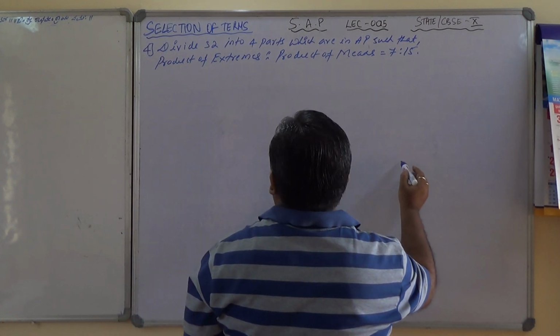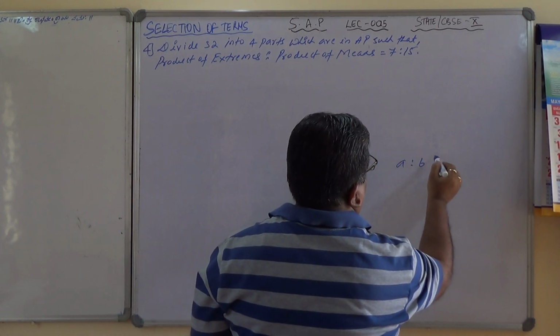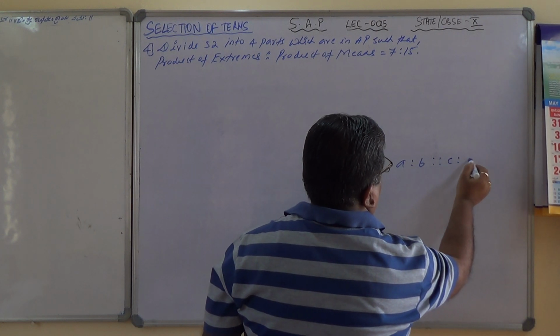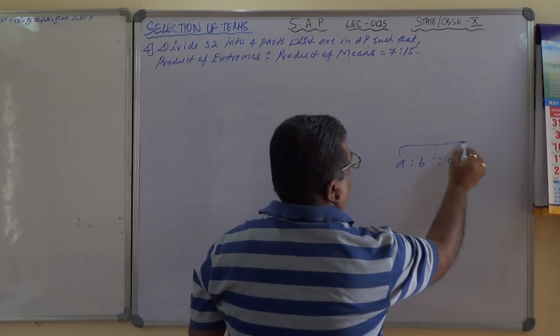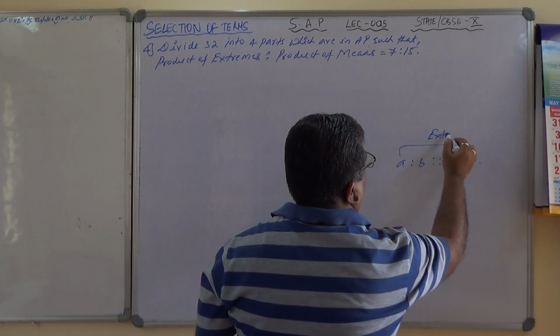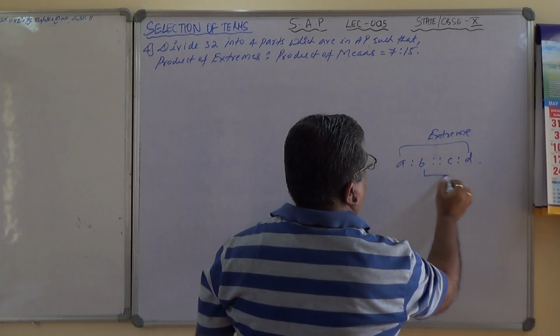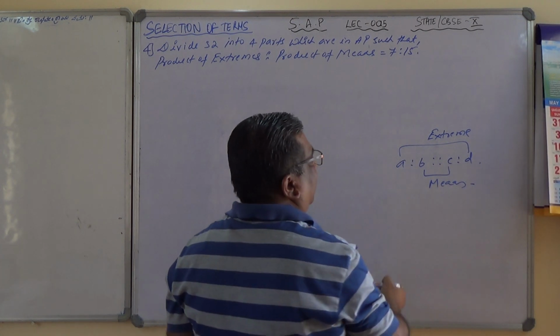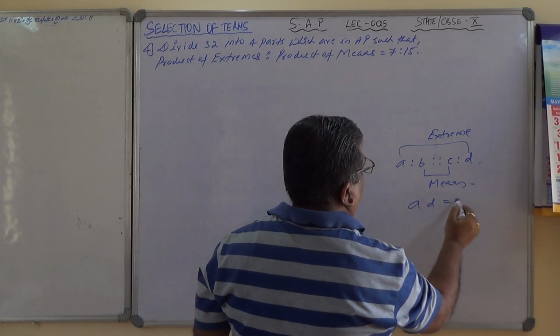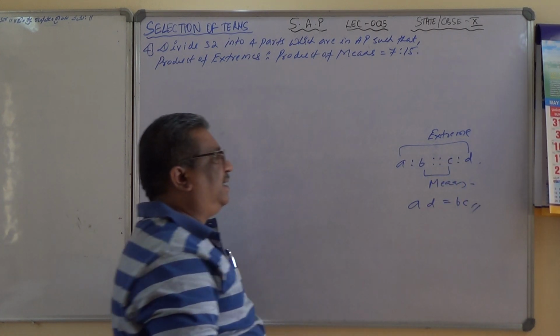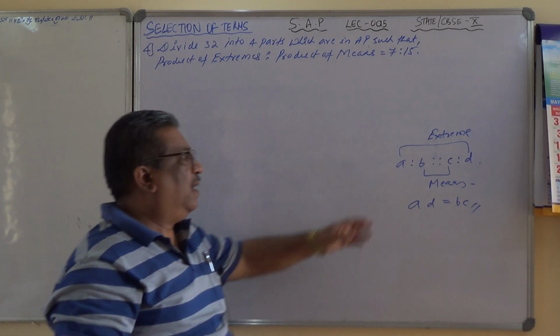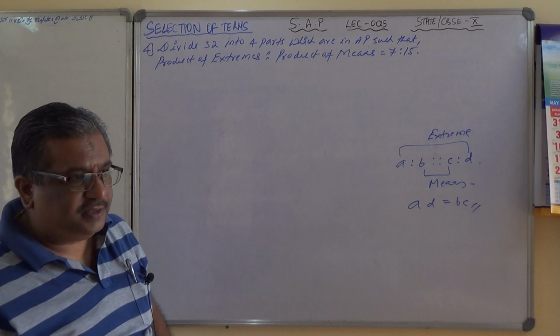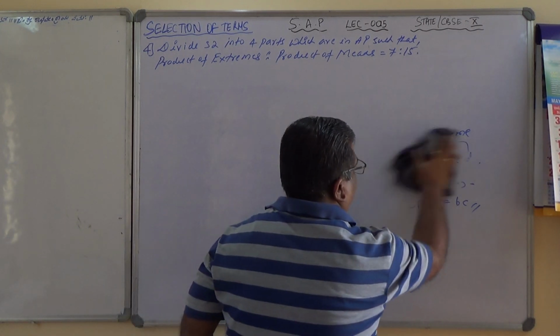For example, A is to B is to C is to D, means these two terms are called extremes and these two are called means. Product of means, that means AD should be equal to BC is what it means. Product of extreme terms is equal to product of means here. Okay, this is how it is. So we'll try to solve this question.